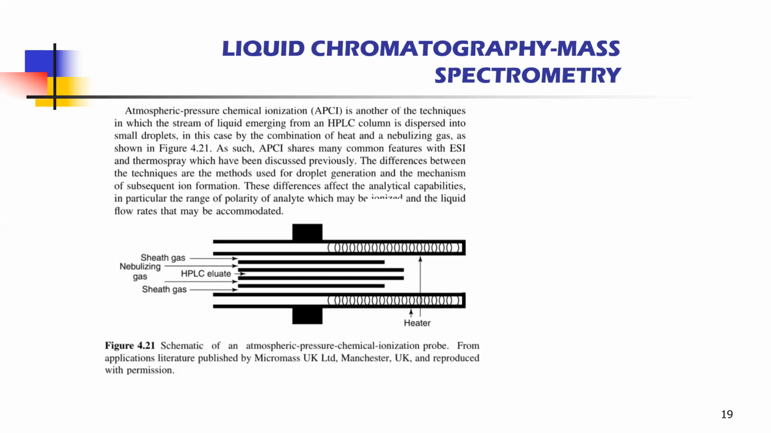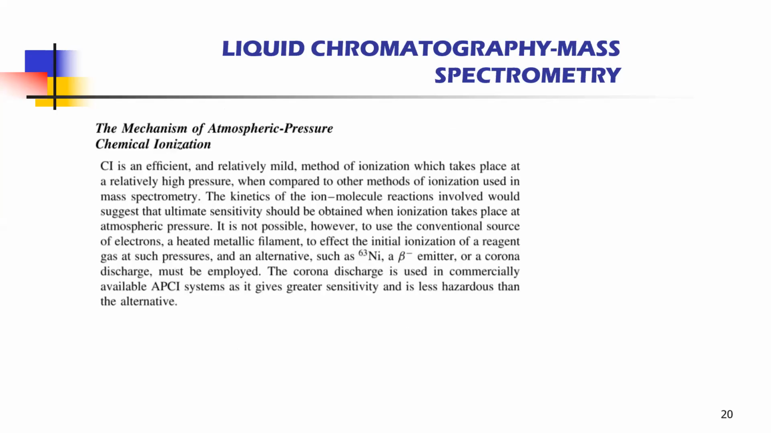You can observe in this figure the HPLC eluate being taken along with a nebulizing gas stream. The eluate is allowed to pass through controlled heater coils that generate fine droplets, with the nebulizing gas forming a dispersed phase of the liquid. All right, so we will now see the mechanism of atmospheric pressure chemical ionization.